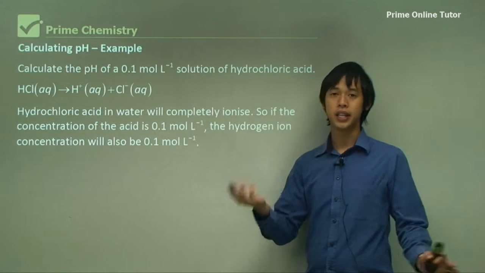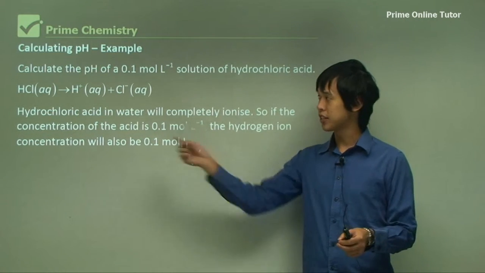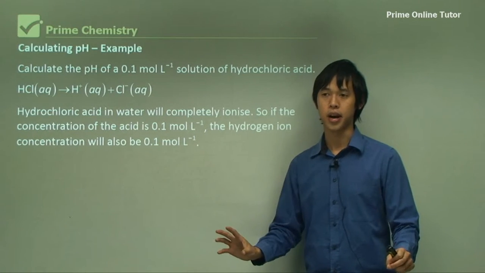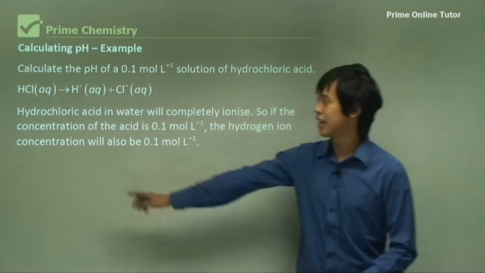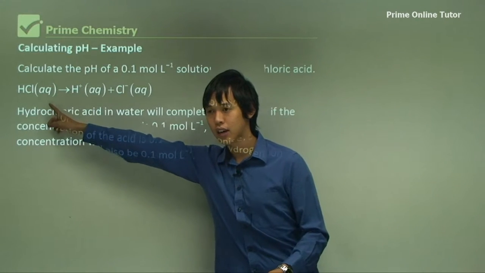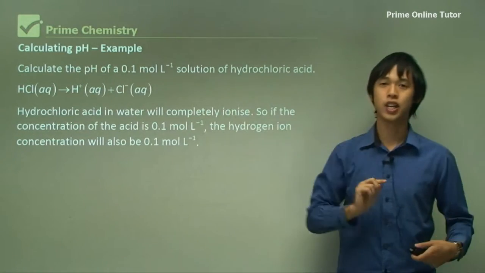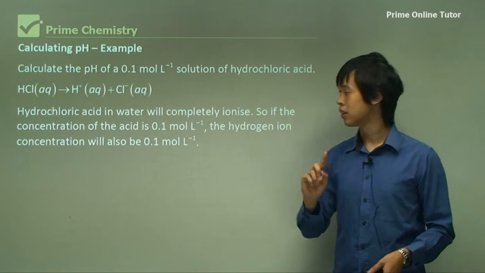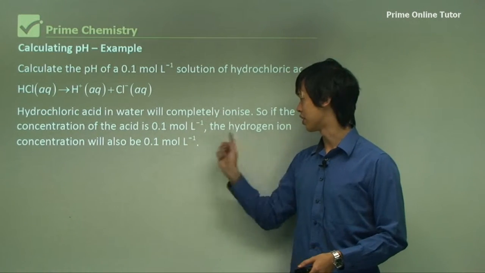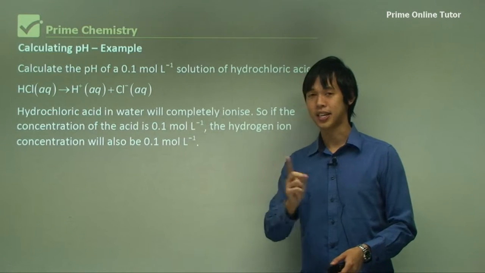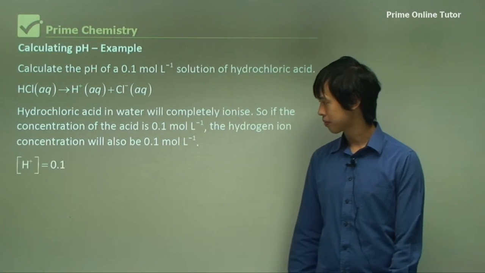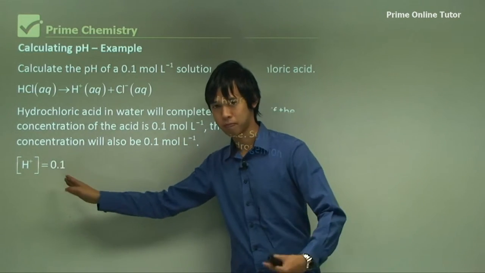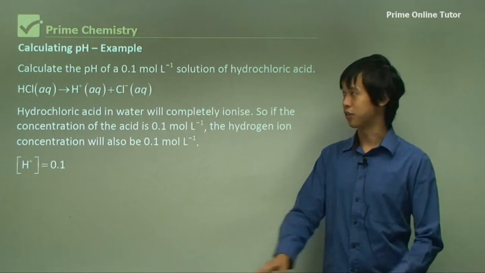And we say that it will completely ionize, which means that every single one of the HCl molecules will break up into a H+ and a Cl-. Okay? So if there were 10 HCl molecules, when it's put in the water, there will be 10 H+. Okay? So that says that the concentration of the HCl will be the same as the concentration of the hydrogen ions. Okay? That's key. So you've got to remember that.